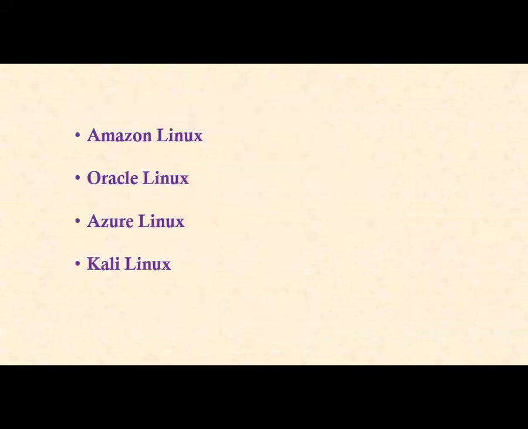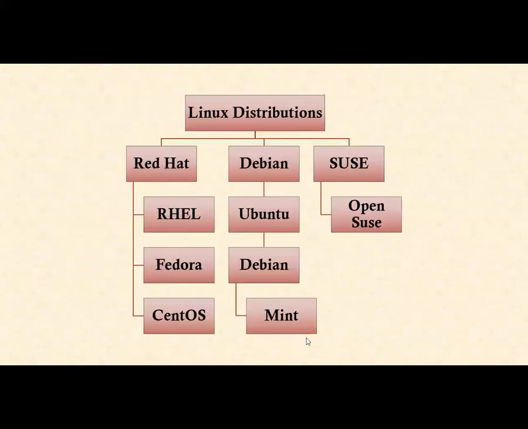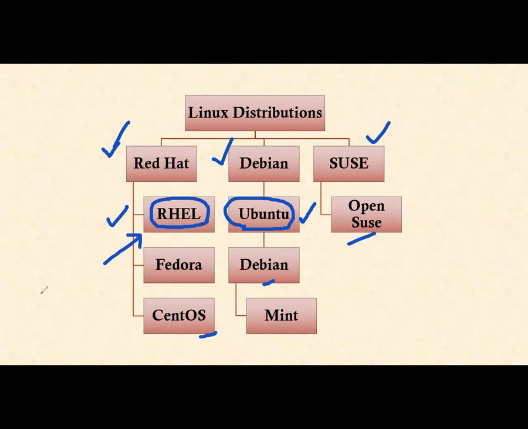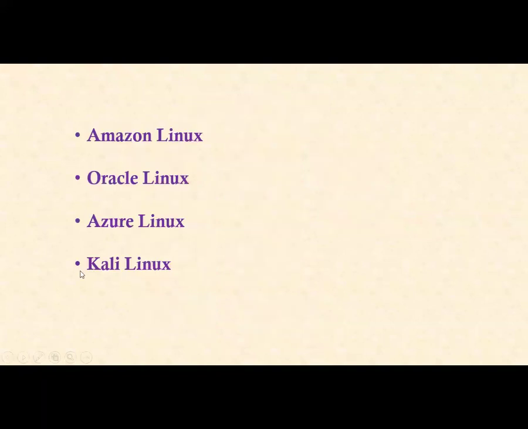Now, let me show you a few distributions here. Among Linux distributions, the most famous are the Red Hat distribution, Debian distribution, and SUSE. In Red Hat, the most famous is RHEL, Red Hat Enterprise Linux, and in the Debian family, Ubuntu is quite famous. These are the two widely used Linux operating systems across the globe. If you know RHEL, you can work on Ubuntu. So we are learning RHEL here, Red Hat Enterprise Linux. Once you learn RHEL, you can work on CentOS, Debian, SUSE, or any other distribution currently available in the market.